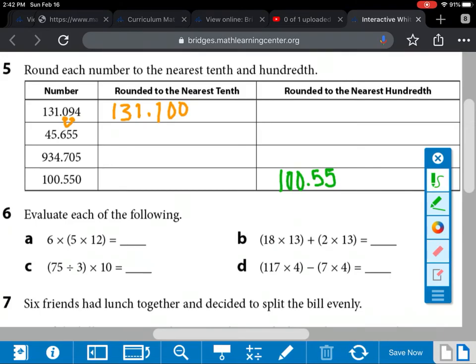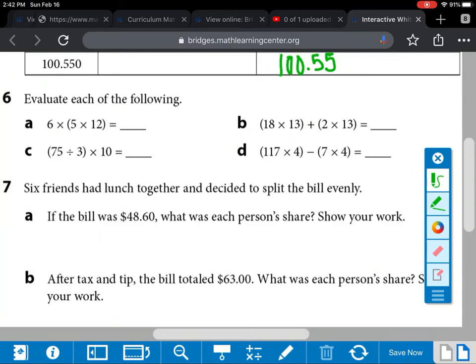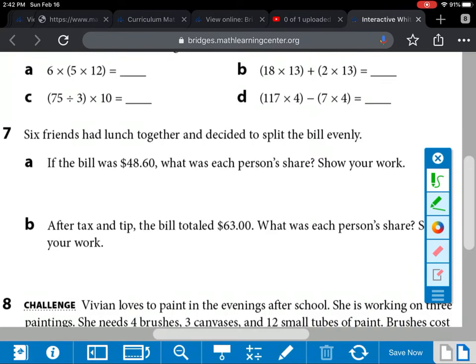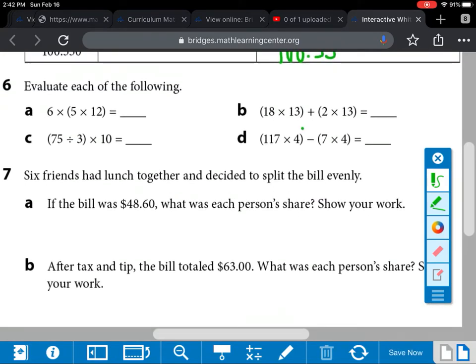All right, moving on. We know how to use parentheses. I'm very confident in everyone's ability to use parentheses. Everybody can tell me what it means when we see parentheses, just in case we're not sure. Parentheses tell us what to do first. So to do this problem here in part D, I would have to solve 117 times 4 and 7 times 4 before I could do my subtraction. I would have to get those two numbers.